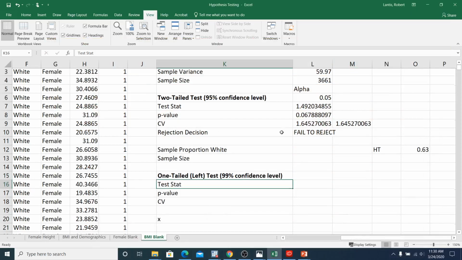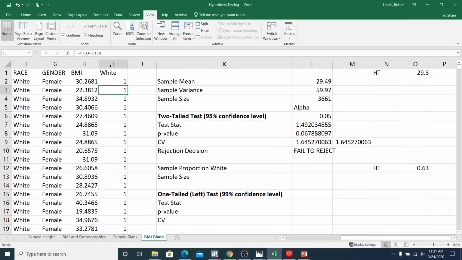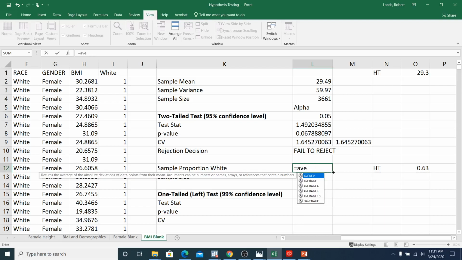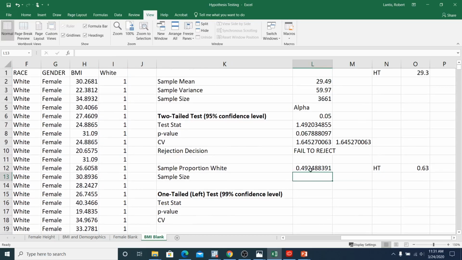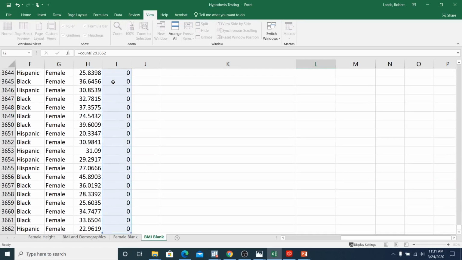So how do we get that from this? Well, I have this variable, and you can ignore the if statement that I used to create it, but it basically identifies whether or not the individual is white or non-white, right? So 1 if they're white, 0 if they're not white. What we talked about, if I wanted to find a sample proportion, it's really just a mean of a binary variable, right? So I can take the average of this binary variable where it's a 1 if they're white, 0 if they're non-white, select the whole thing. This gives me the proportion of my sample that was white. I can find the sample size by using that count function, selecting the whole variable.